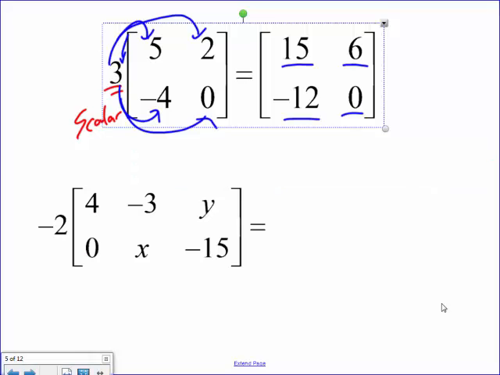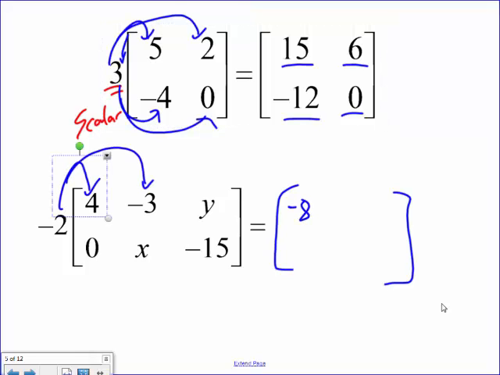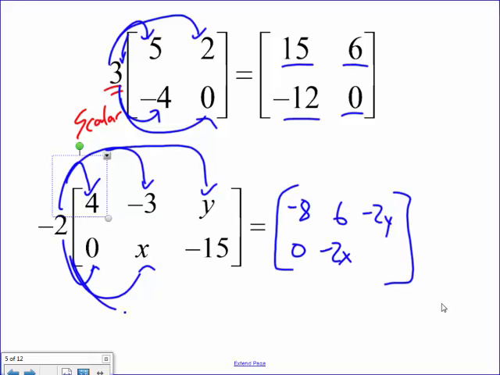And if I just did one more, I'll just quickly go through this. I'm multiplying it to a 2 by 3, so I'm going to end up with a 2 by 3. So negative 2 times negative 4, which is positive 8. Negative 2 times negative 3, which is positive 6. Negative 2 times y, which is negative 2y. So you just leave the variable, just like we normally would. And times 0 is 0, negative 2 times x, negative 2x. And lastly, negative 2 times negative 15 is positive 30. Okay, so scalar multiplication, just really distributing.